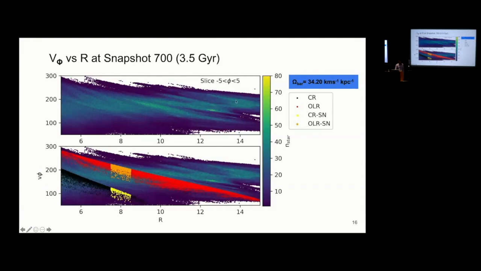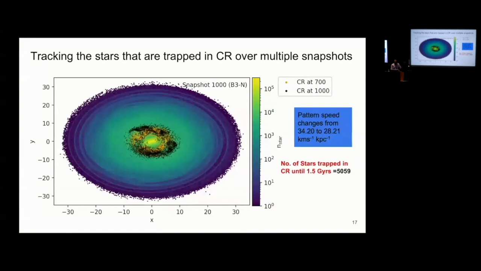A question may be asked: what about all these other regions? That could be due to other resonance conditions and due to the spiral structure as well. One of the things I was interested in is whether or not the stars would get trapped due to the resonance as we move forward in time. So I tracked the stars that are trapped in corotation resonance over multiple snapshots. I started at snapshot 700, which is 3.5 gigayears into the simulation, and I looked at the stars that are in corotation resonance after 1.5 gigayears, which is at snapshot 1000.